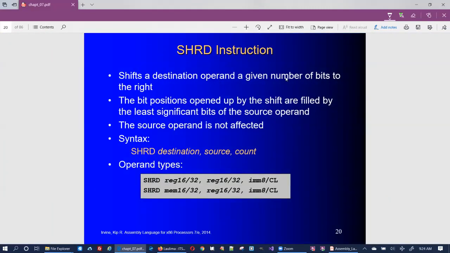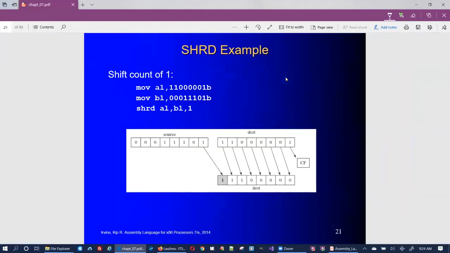We have a shift right instruction, which does the same kind of thing. The destination in this case is AL. The destination was loaded with 11000001, and the source is 0011101. It gets shifted as you'd expect.